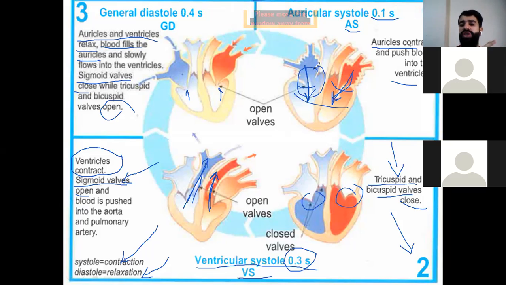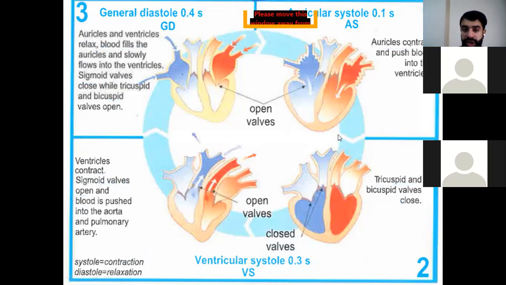The last phase, which is the relaxation phase, is the general diastole. Auricles and ventricles relax, and the blood will move toward the auricles again. Bicuspid and tricuspid open slowly, while the sigmoid valves are closed. This is everything related to the phases of the heart.